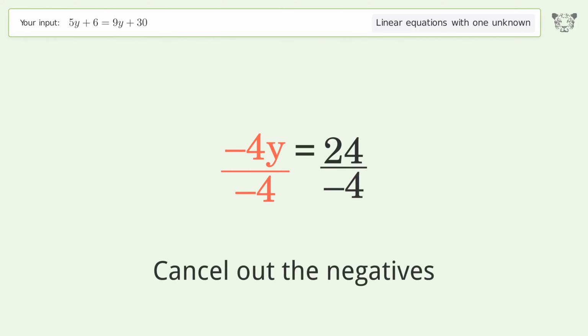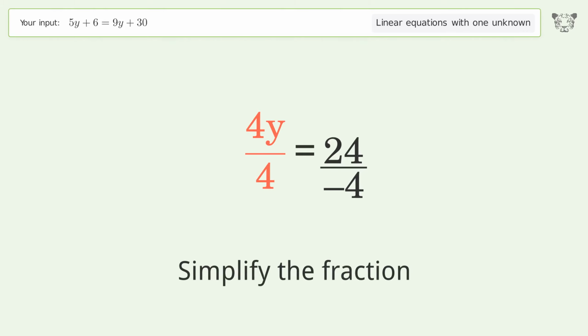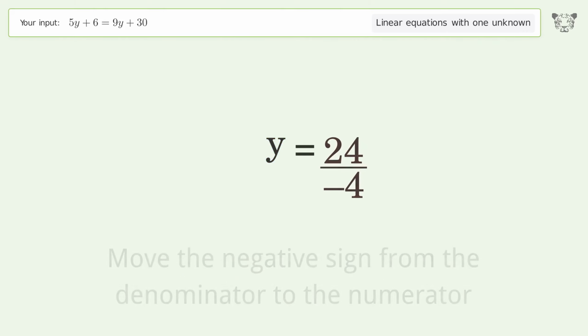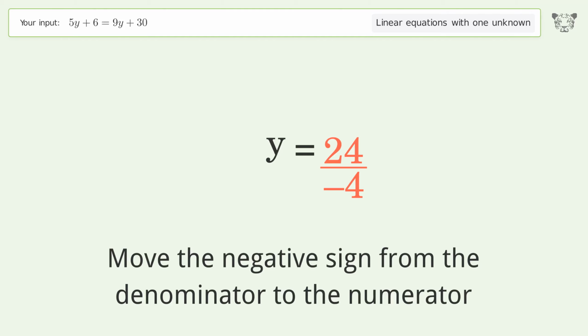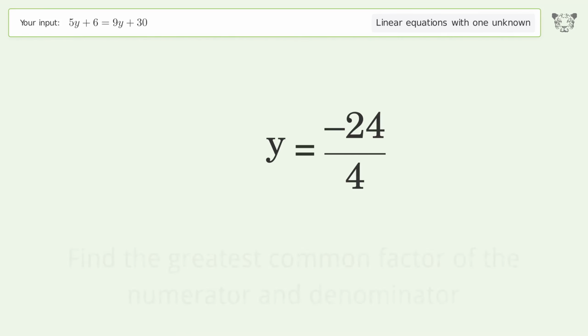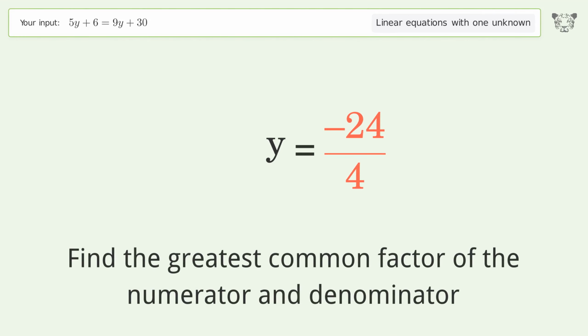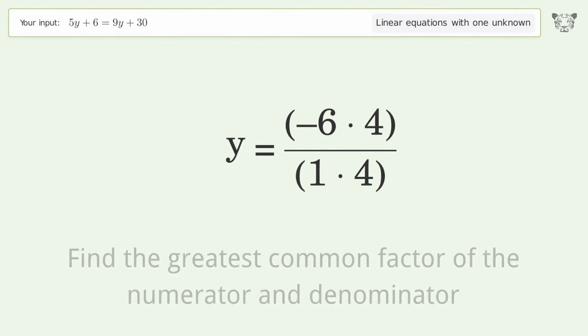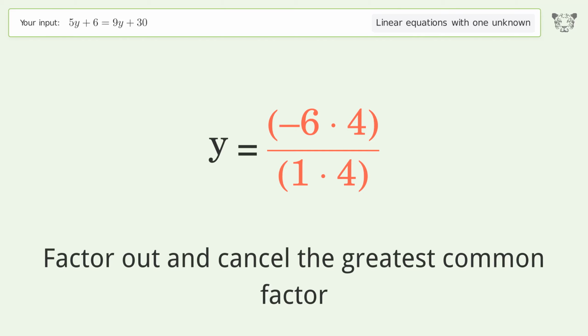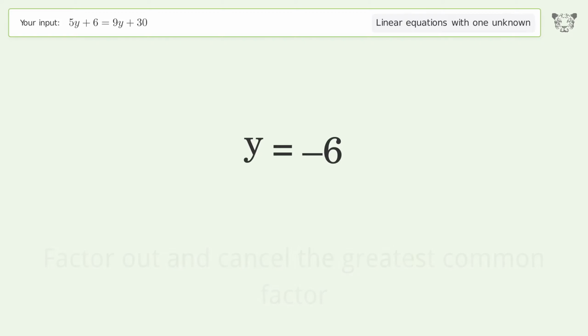Cancel out the negatives. Simplify the fraction. Move the negative sign from the denominator to the numerator. Find the greatest common factor of the numerator and denominator. Factor out and cancel the greatest common factor. And so the final result is y equals -6.